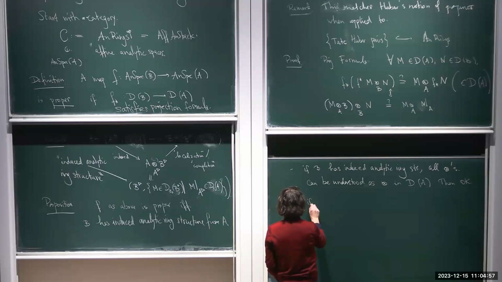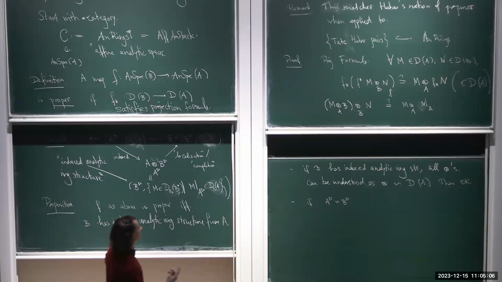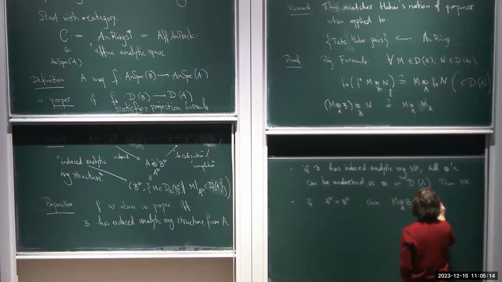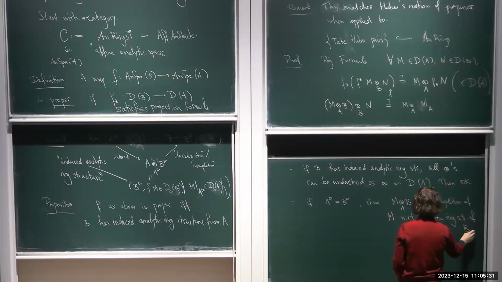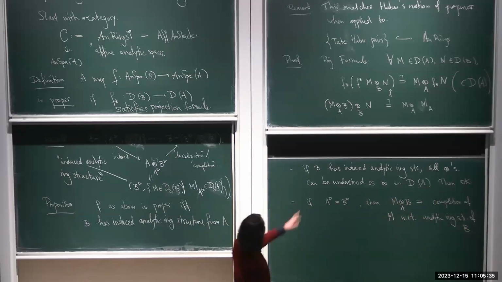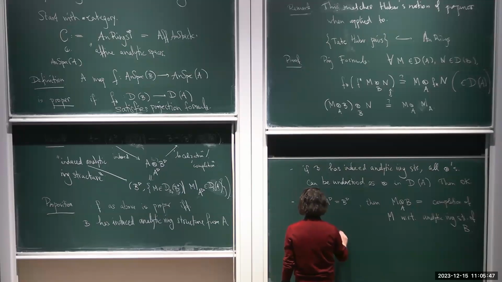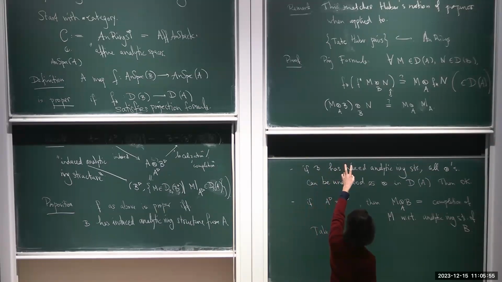But let's say in the opposite case, let's assume A triangle is B triangle, then base changing to B is just some sort of completion with respect to the analytic ring structure of B. And let's even forget the N. Even if N is just B, then take N to be just B triangle, the underlying thing.